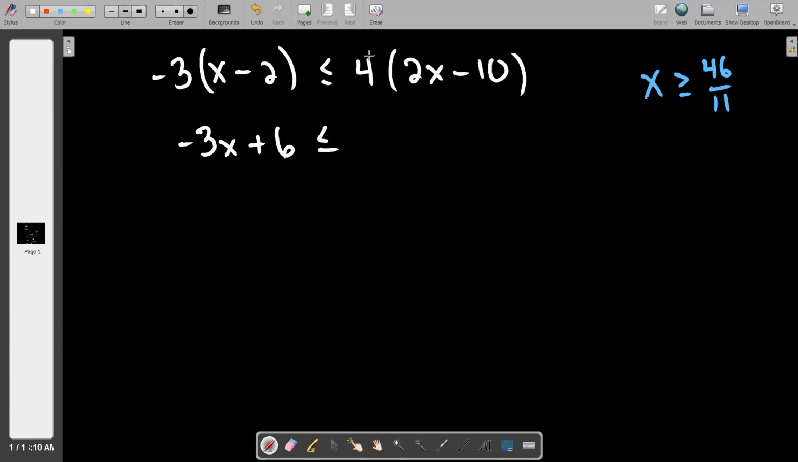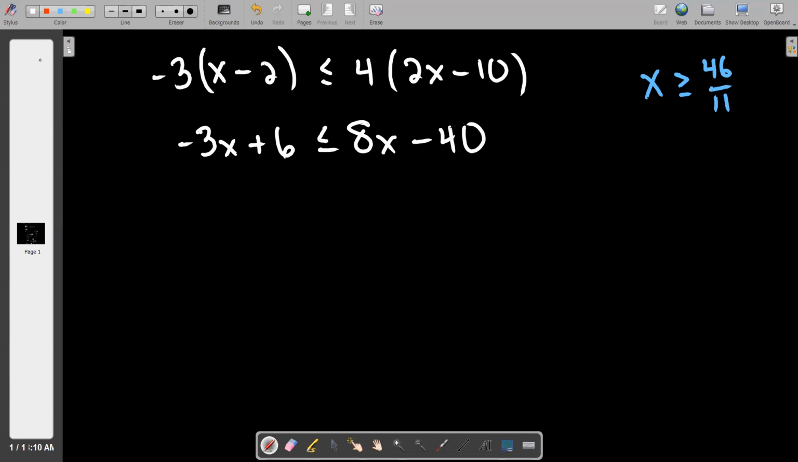Is no more than, and then when we distribute over here, it's just basic. There's no negative to worry about. So we get 8x minus 40. And I like my variable on the left. I have faith in myself, and I know how to divide by a negative. To me, it's all the same. I just would choose to not have the annoyance of having to switch my variable at the end.